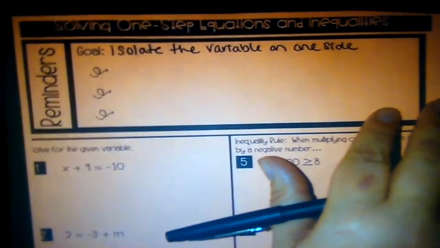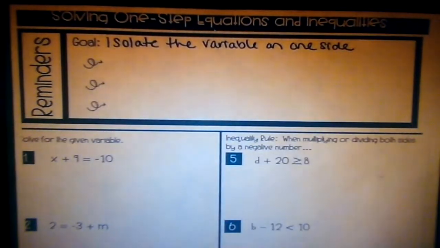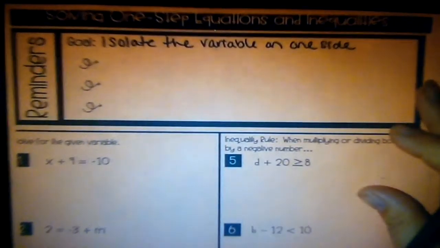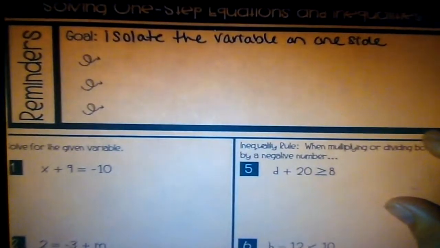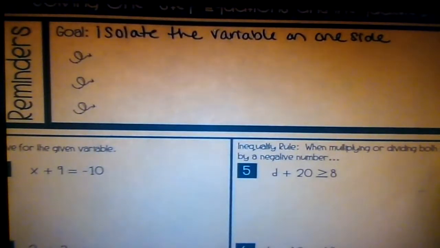Okay, we need to talk about our steps. So this is going to be our goal for the rest of the week. Today we're going to talk about one step. Tomorrow we're going to talk about two steps. On Monday, we were supposed to quiz. I pushed that back to Tuesday. Monday, we're going to look at multi-step equations and inequalities.